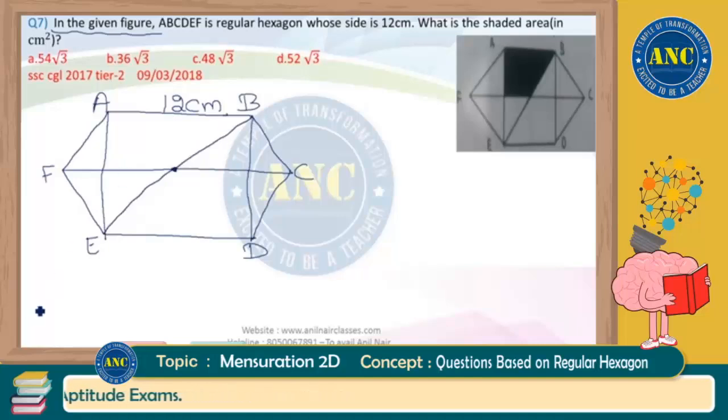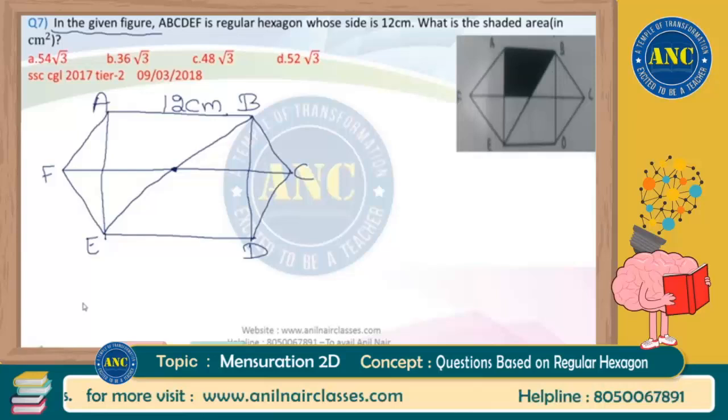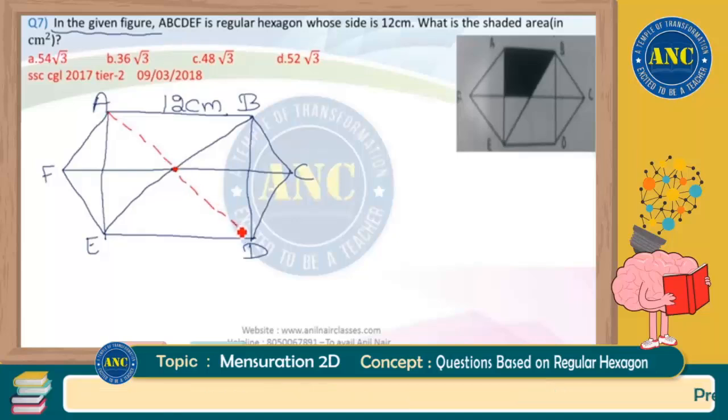Now everything that is given in the diagram I have drawn. Now this is the center of this regular hexagon. Can I also join A and D? A and D will also become another diagonal for this regular hexagon, right? If I join that, can I say like this?